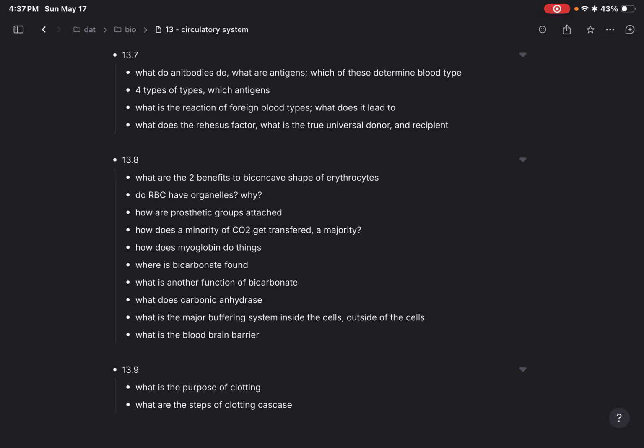Do red blood cells have organelles? No, they do not, because that organelle would waste space for carrying oxygen. How are prosthetic groups attached? Covalently bonded.